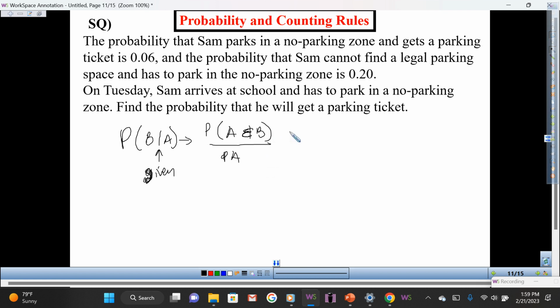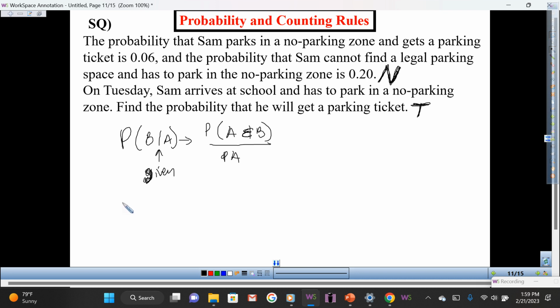All right, so let's see. First, let's label stuff. No parking zone, let's just label that one the letter N for no parking zone. And for a ticket, what shall we label that? Very good. T.